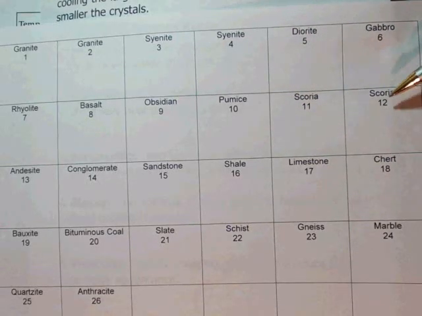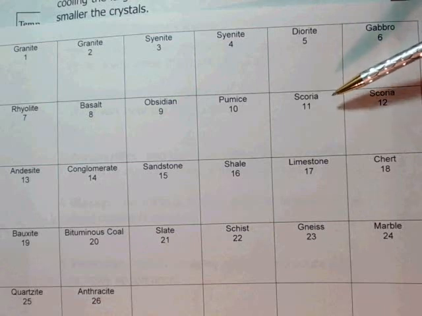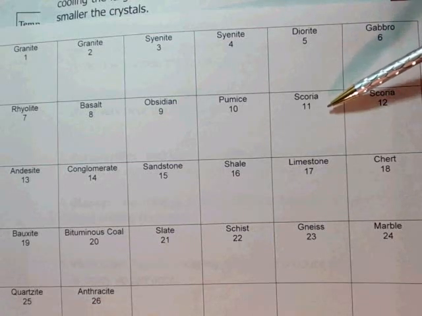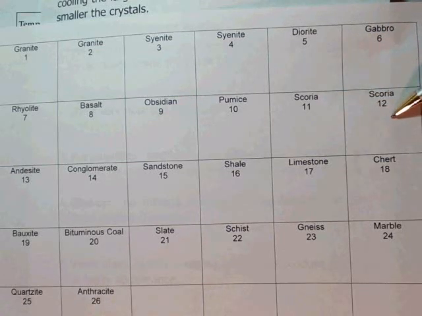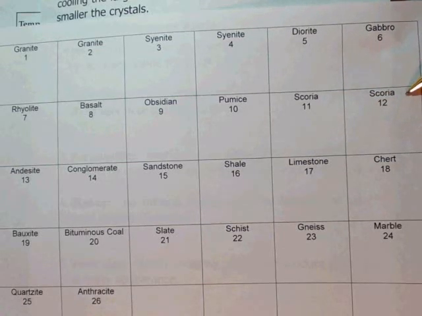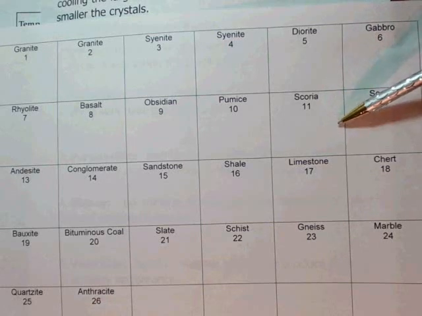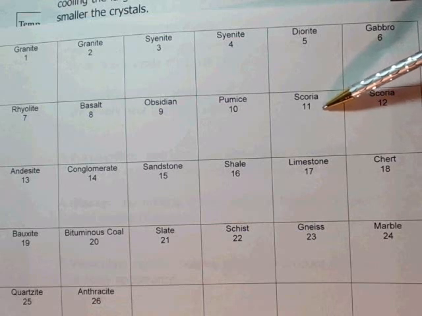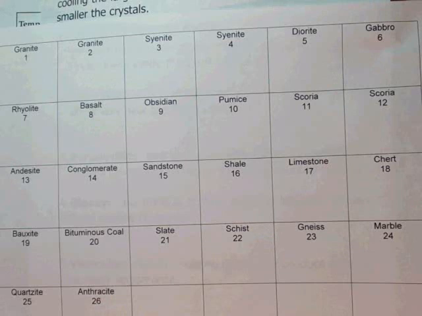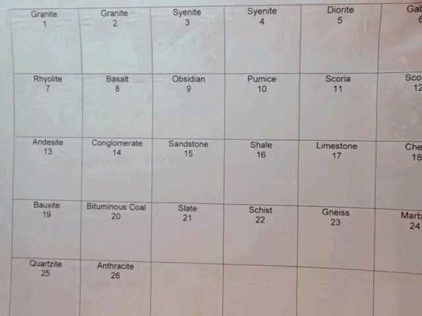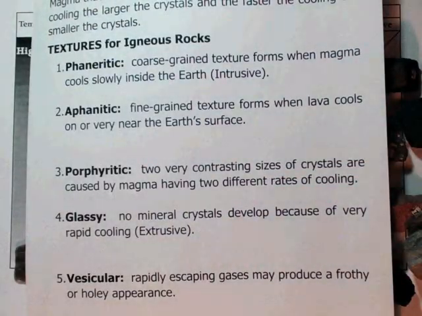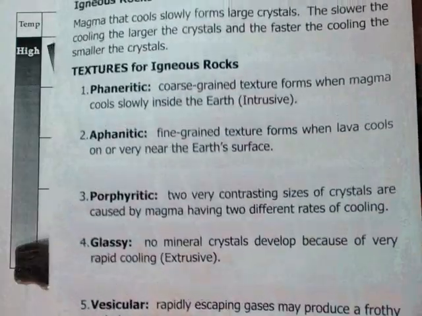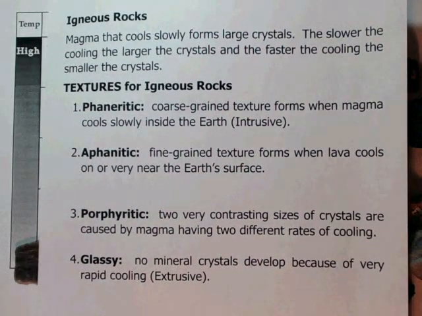You have 2 scorias. We had the red variety that is number 11, and the number 12 variety is black scoria. So it's a little bit different. This red one has maybe a little contamination of some iron oxide, something a little rusty in it, that created that beautiful red color to it. So those are your textures for your igneous rocks. Okay, there are 5 different textures for the igneous rocks.